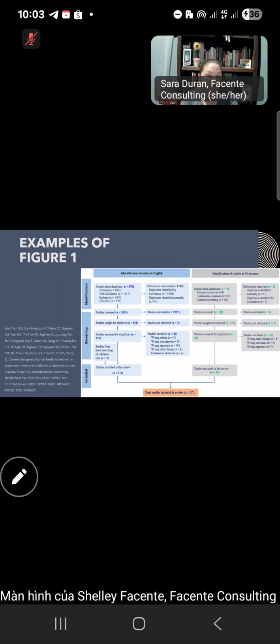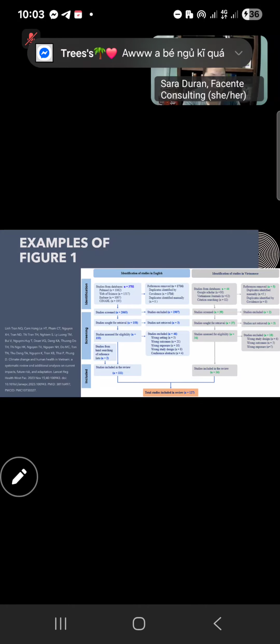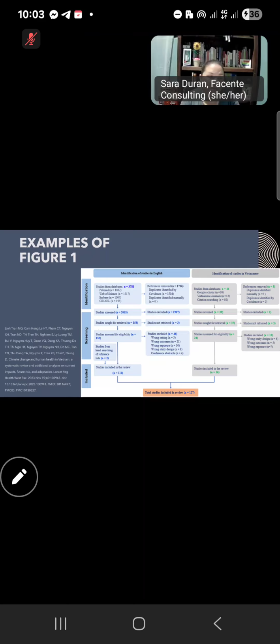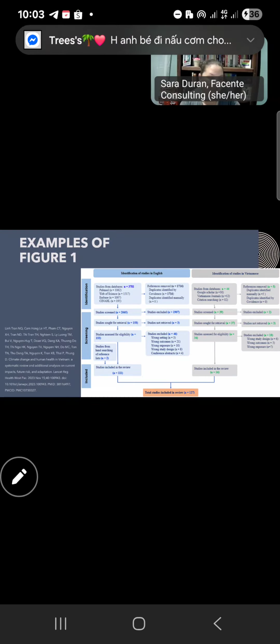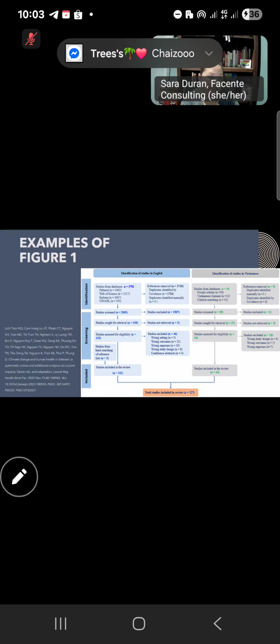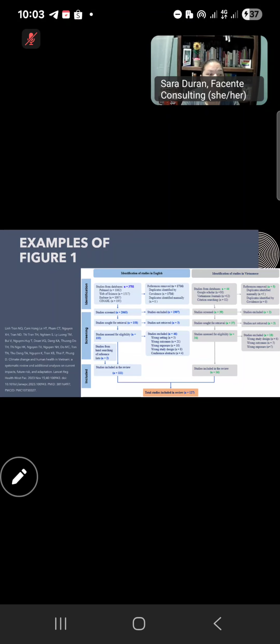So you see here that there were over 3,000 studies from these different databases, and 44 from these different databases within Vietnamese and then in English. You also can see here how many were removed at each step within this figure one. They have it side by side for each of the different steps. So in identification, you see that there were quite a few duplicates removed from the English side.